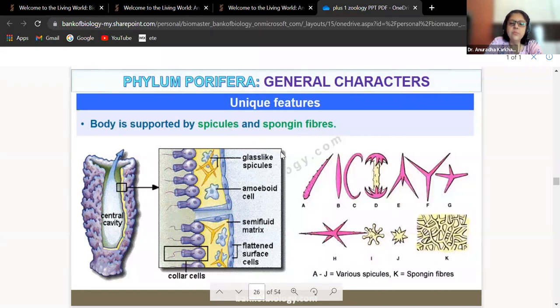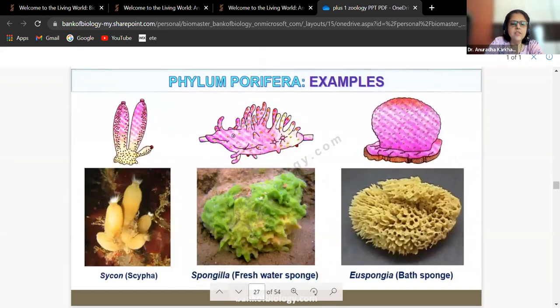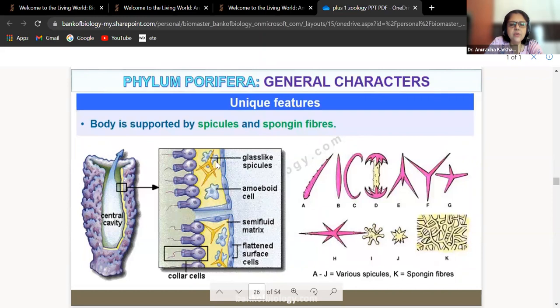So spicules and spongin fibers are very important because what is the function? Let's see. Okay, they haven't given it. So these collar cells are going to be helping. Collar cells are only found in Porifera. So they are going to be helping in the excretion part, rather, I would say digestion and excretion. Collar cells are used for digestion. Okay, got it? So remember the names.